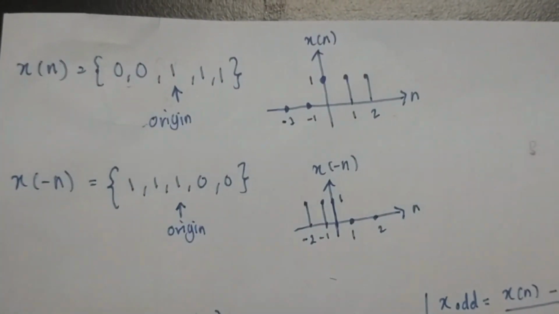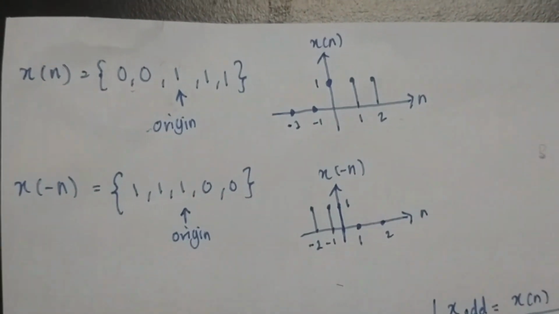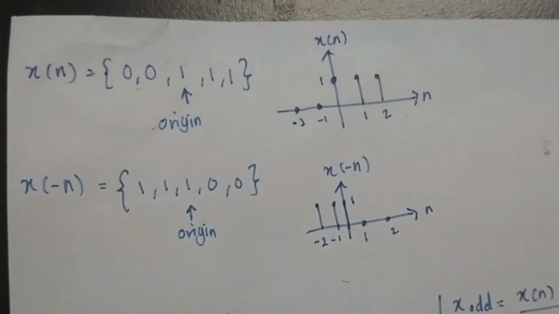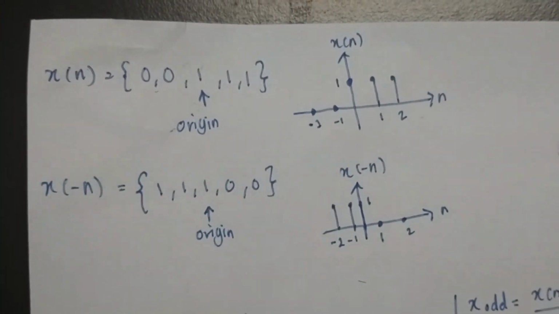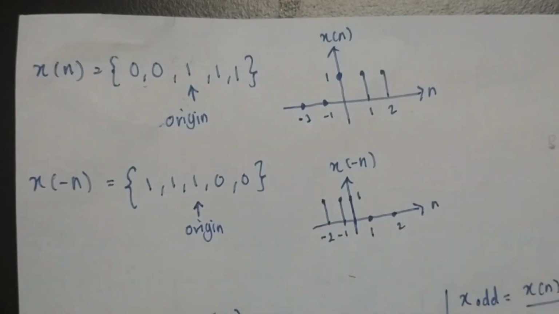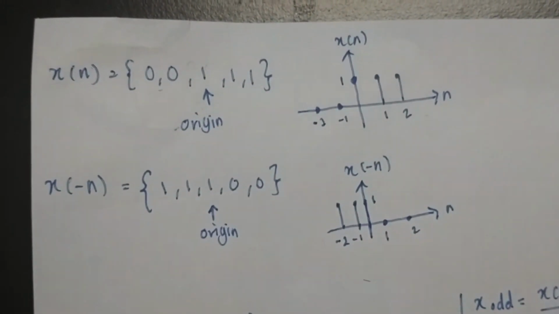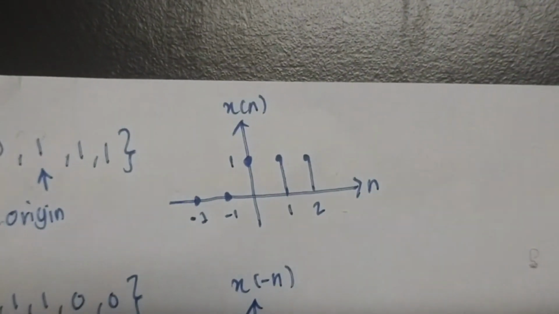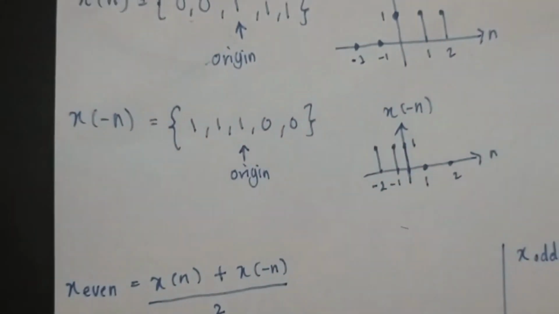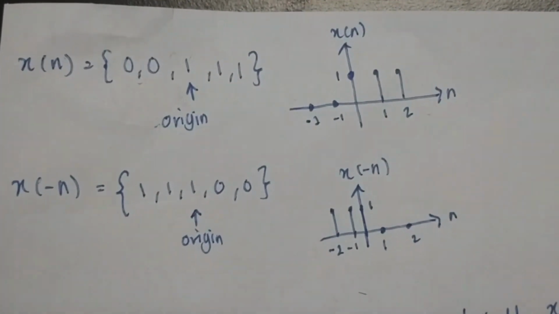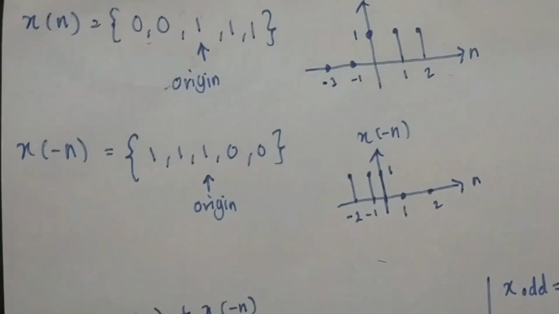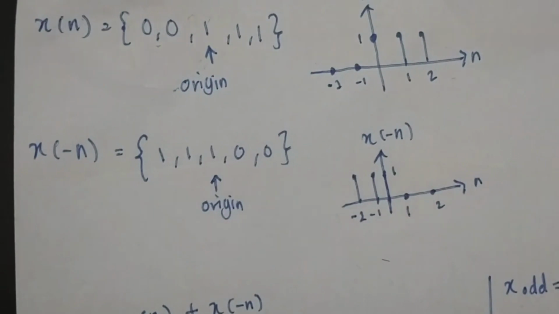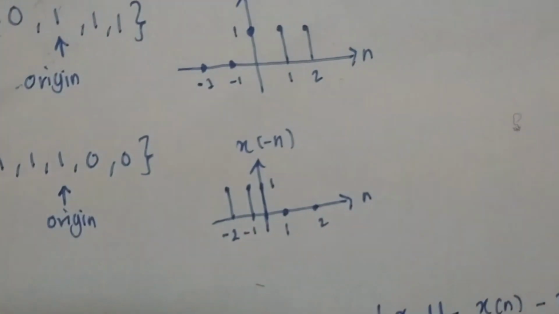Hi, in this video I will show you how we get the odd and even component. So let's take this example for x[n]. We got 0, 0, 1, 1, 1 and the origin is at 1, so the signal would look like this. We need to find the flip of x[n], so we flip at 0, so the signal will be 1, 1, 1, 0, 0 and the signal will look like this.